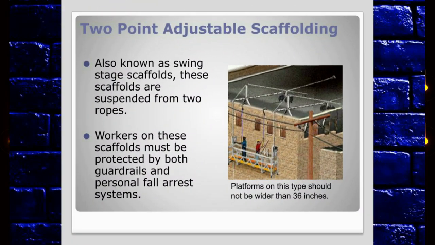Two-point adjustable scaffolding, also known as swing stage scaffolds. These scaffolds are suspended from two ropes. Workers on these scaffolds must be protected by both guardrails and personal fall arrest systems.